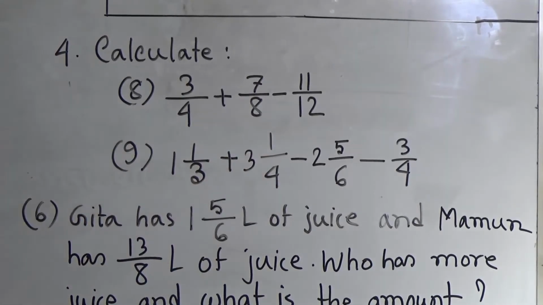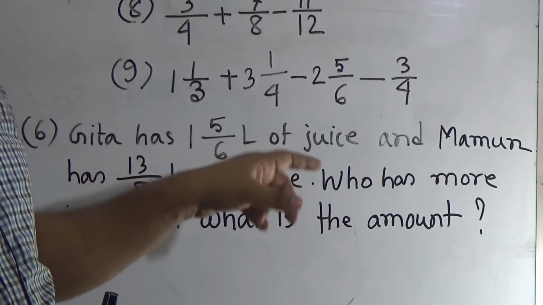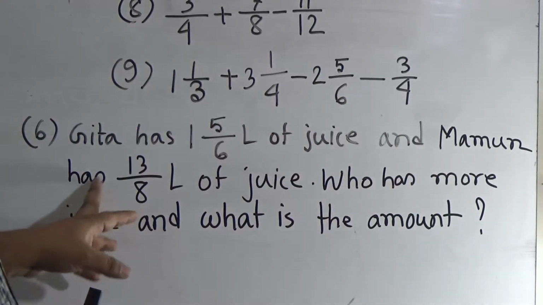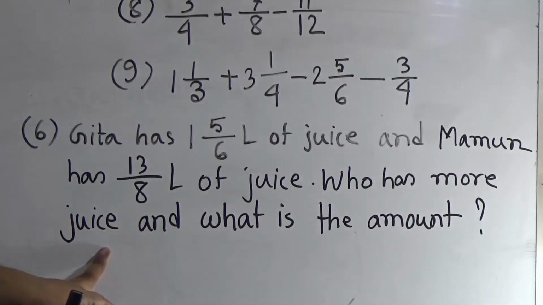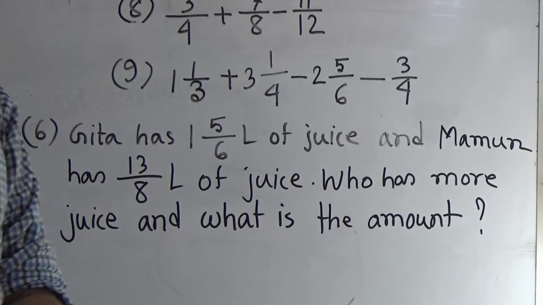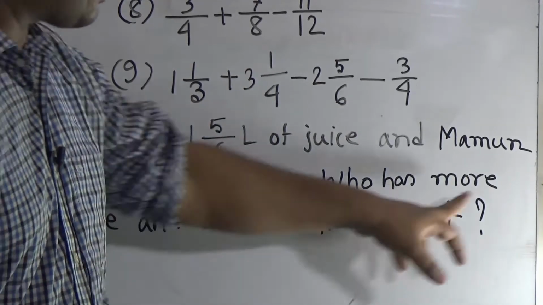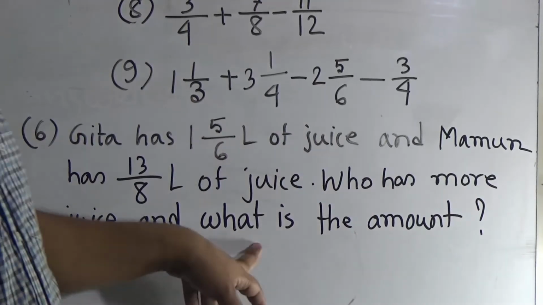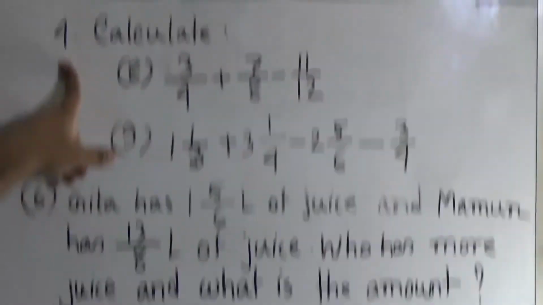And odd problem number 6 is: Geeta has 1 into 5 by 6 liter of juice and Mamun has 13 by 8 liter of juice. Who has more juice and what is the amount? Dear students, notice this word problem has two parts. One part is who has more juice and what is the amount. So at first we solve question number 4.